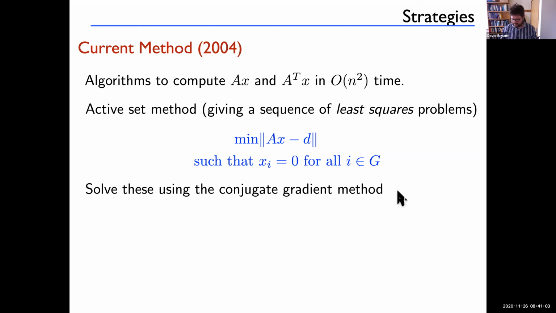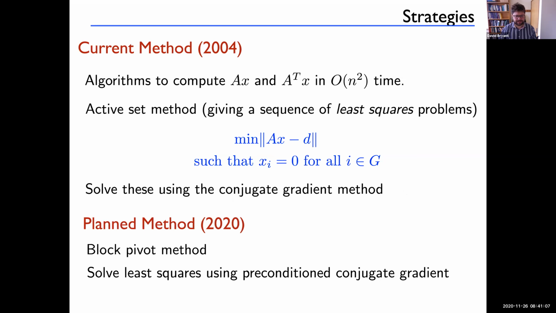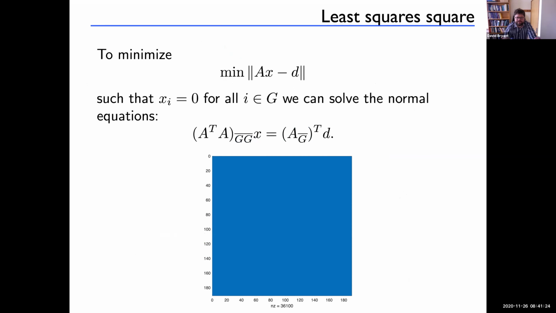So that's the current technology, and it's been really quite hard to beat. So the plan is to use a replacement of the active set method called a block pivot method, which allows more indices to change from being fixed to not fixed, and solving least squares using what's called a preconditioned conjugate gradient.